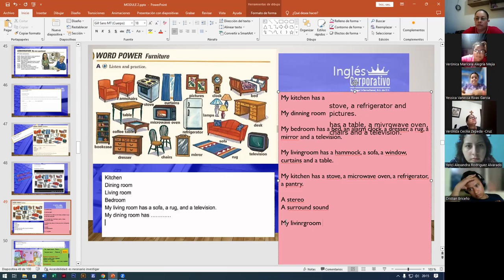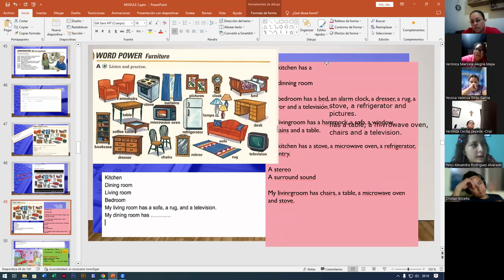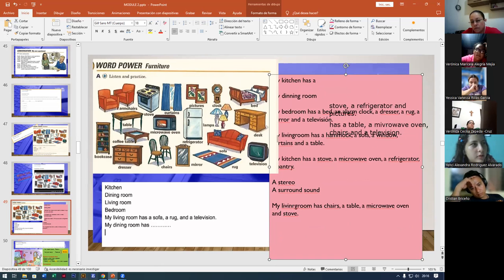My living room has chairs. Chairs, a table. A table. Micro, ¿cómo se dice micro? A microwave oven. A microwave oven. Oven. Y stove, la cocina, ¿cómo se pronuncia? Stove. A stove. And a stove. Right, okay. You described them.